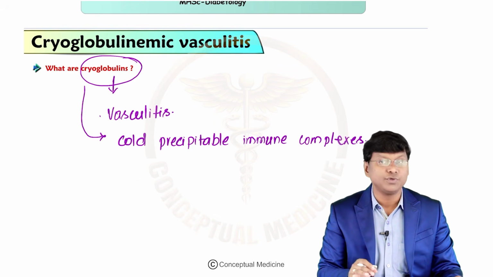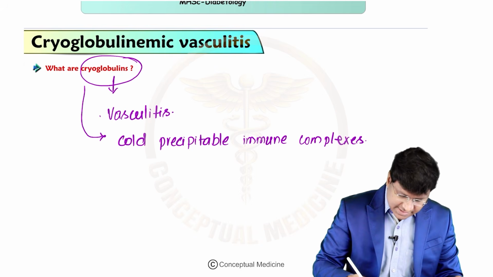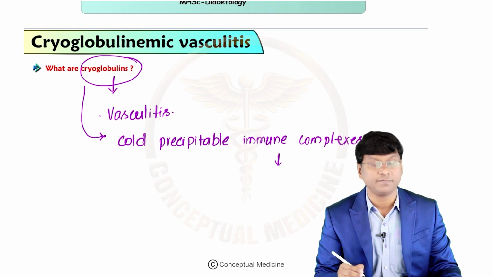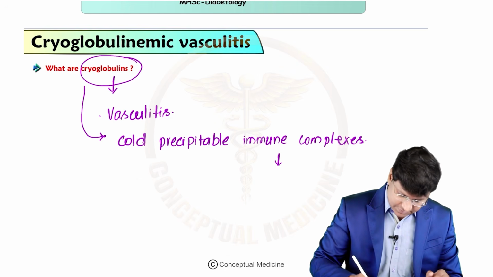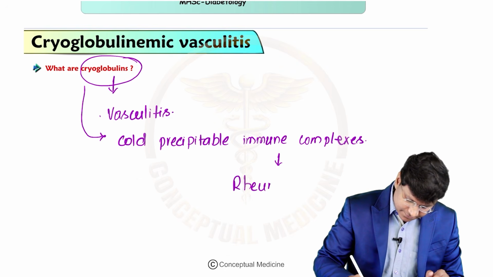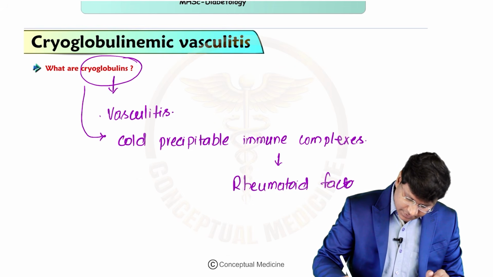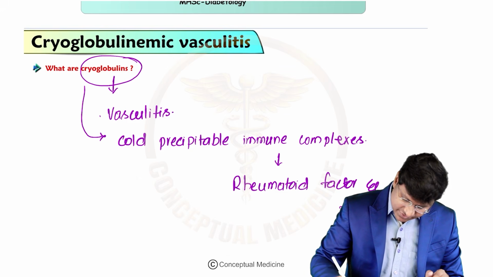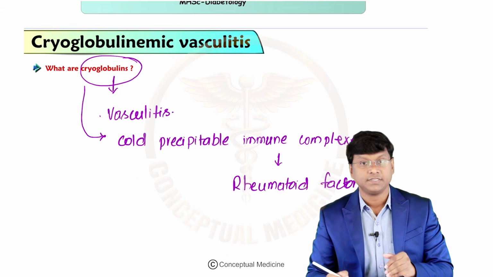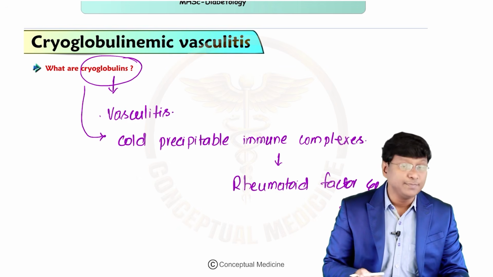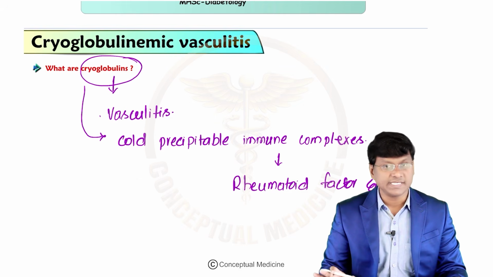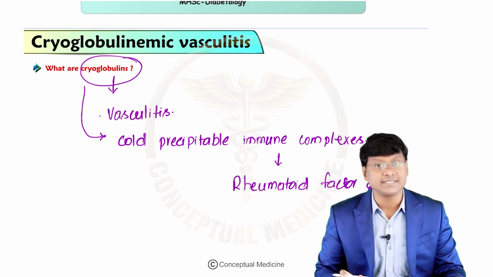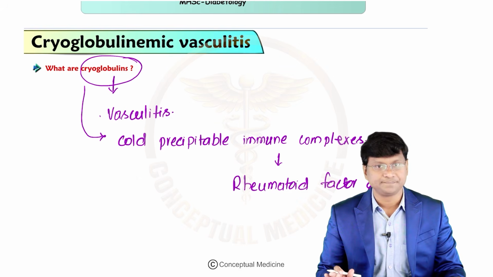Now, what does this immune complex contain? It consists of rheumatoid factor and IgG. These immune complexes get deposited in the vessel wall, causing the vasculitis, and that is what is called cryoglobulinemic vasculitis.